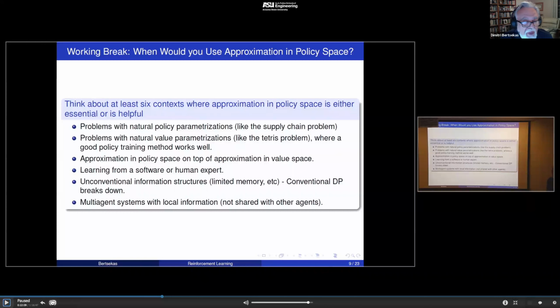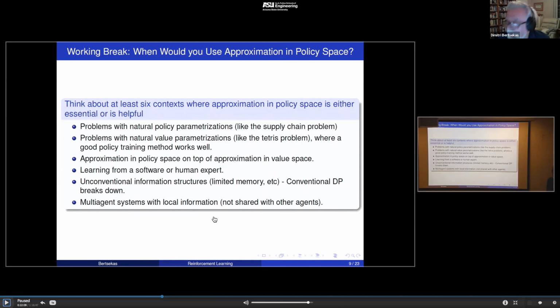Before we do that, are there any questions about the general structure of the approximation policy space, natural parameterizations, natural value parameterizations, and then we will come back to these and then discuss these other possibilities. Are there any questions? Okay, so let's take a break for 5 minutes, and then we'll come back at 5:06 Arizona time.